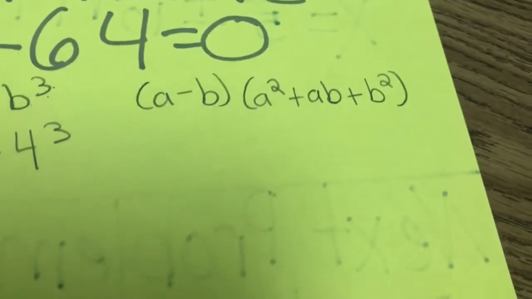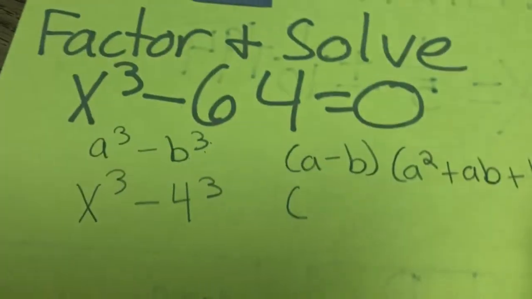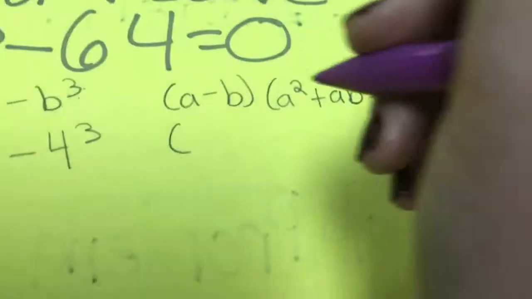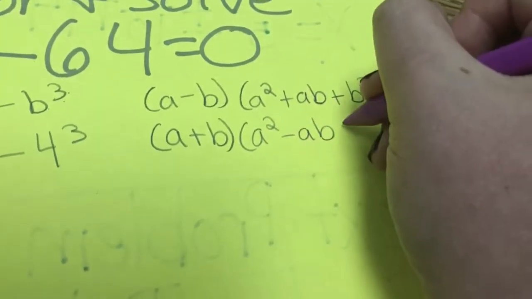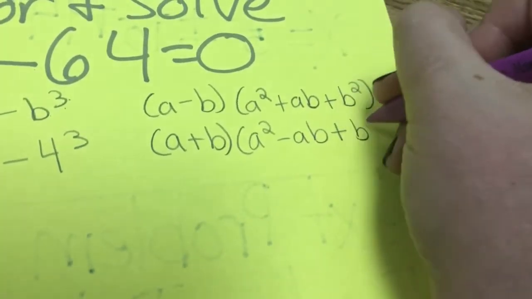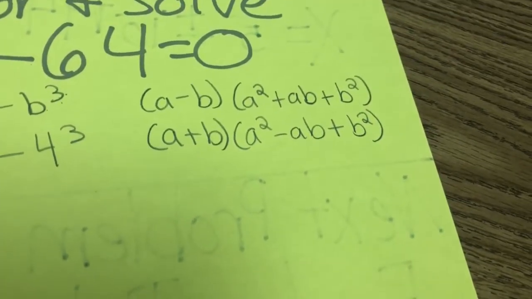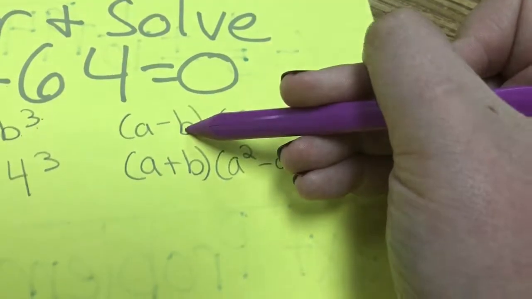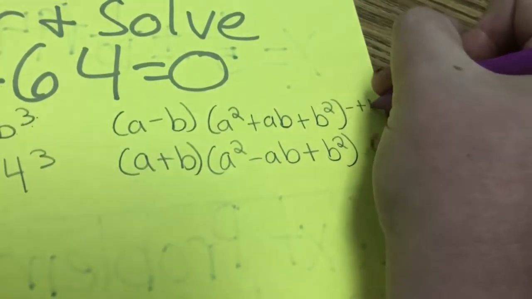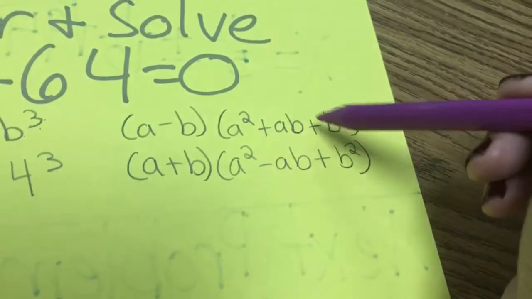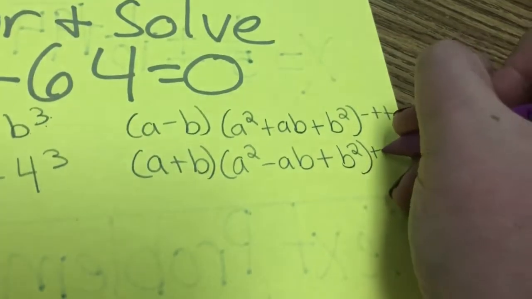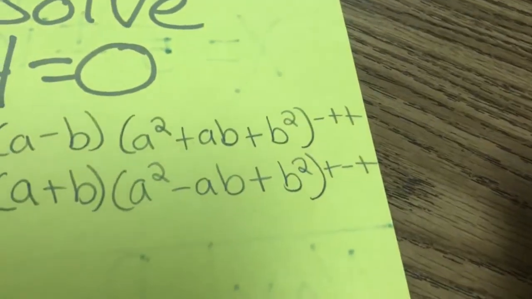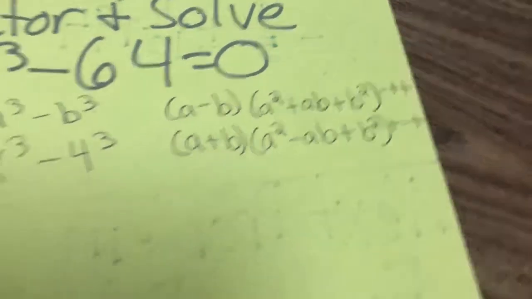Now, just for study purposes, if we had addition in between, it would be a plus b times a squared minus ab plus b squared. So a key thing to remember: if we have subtraction, it's going to be subtraction, addition, and then addition, looking at the operations. If we have addition to begin with, it's going to be addition, subtraction, then addition. Okay, that's one way to remember it.